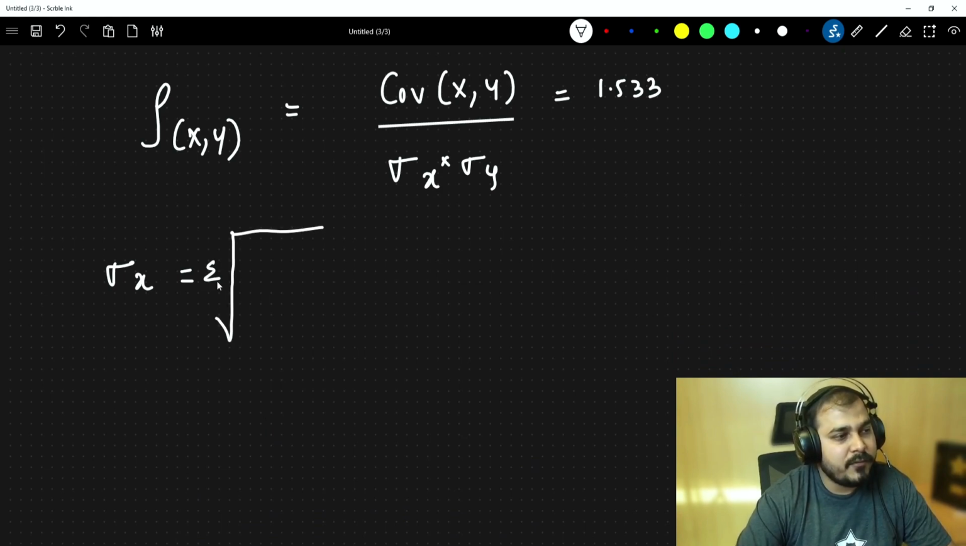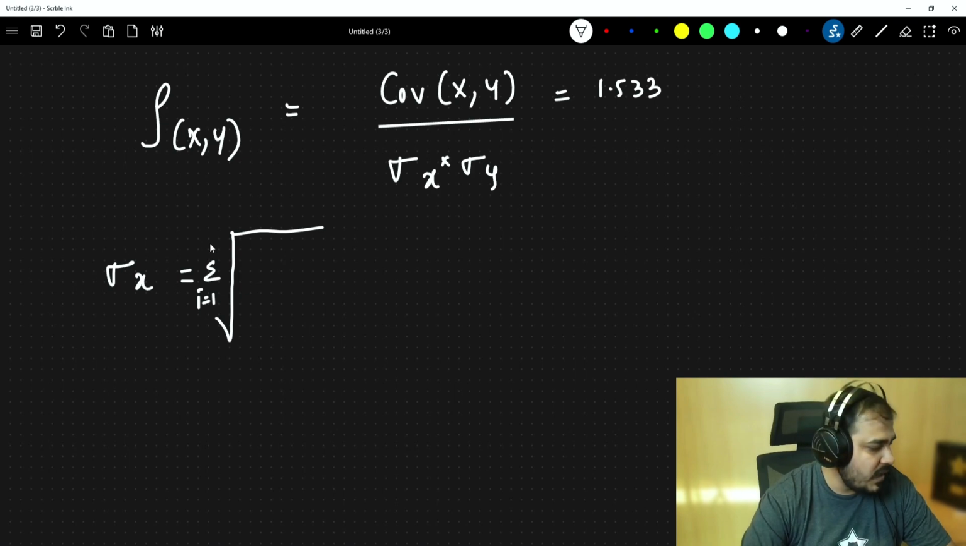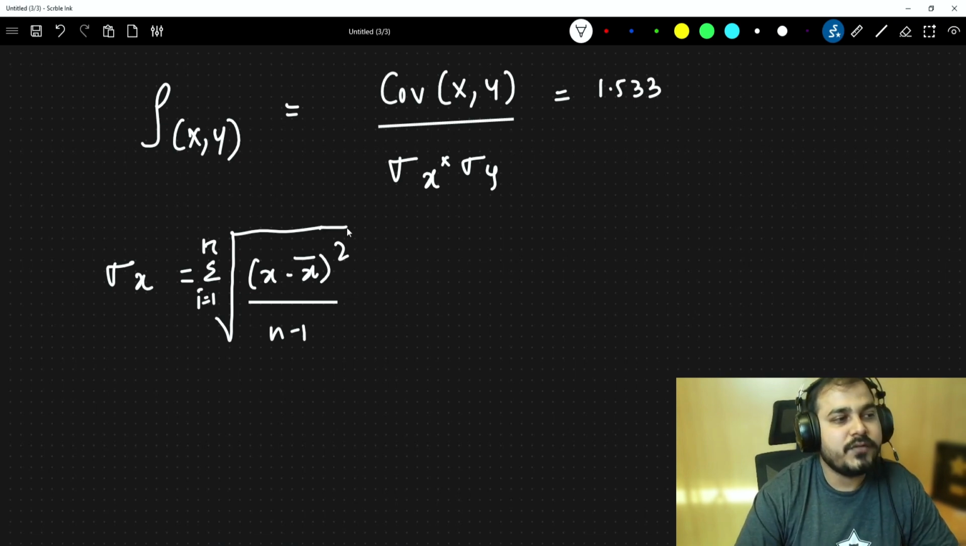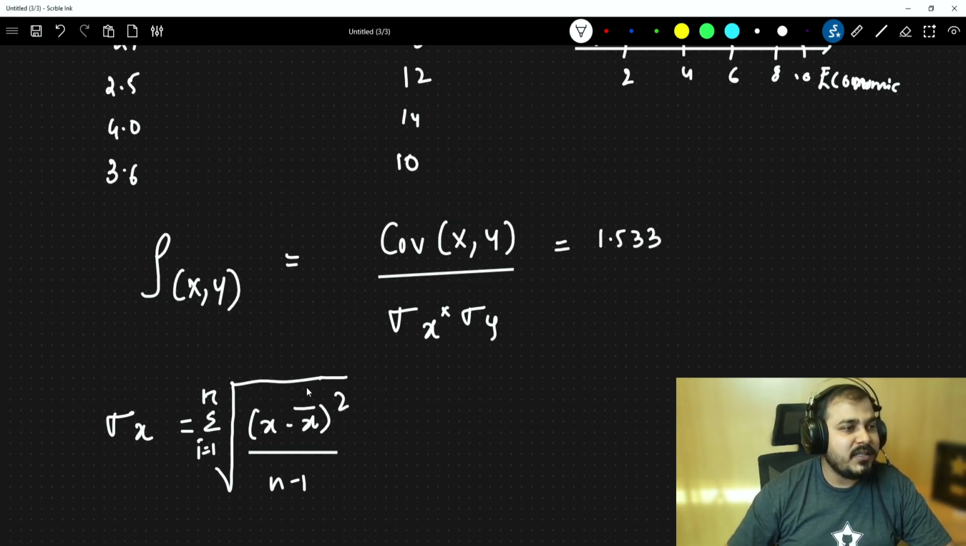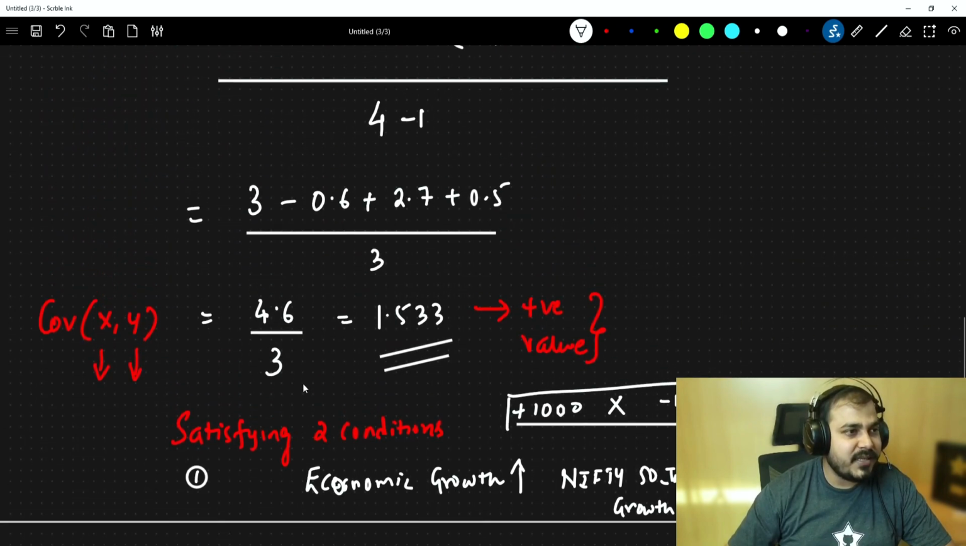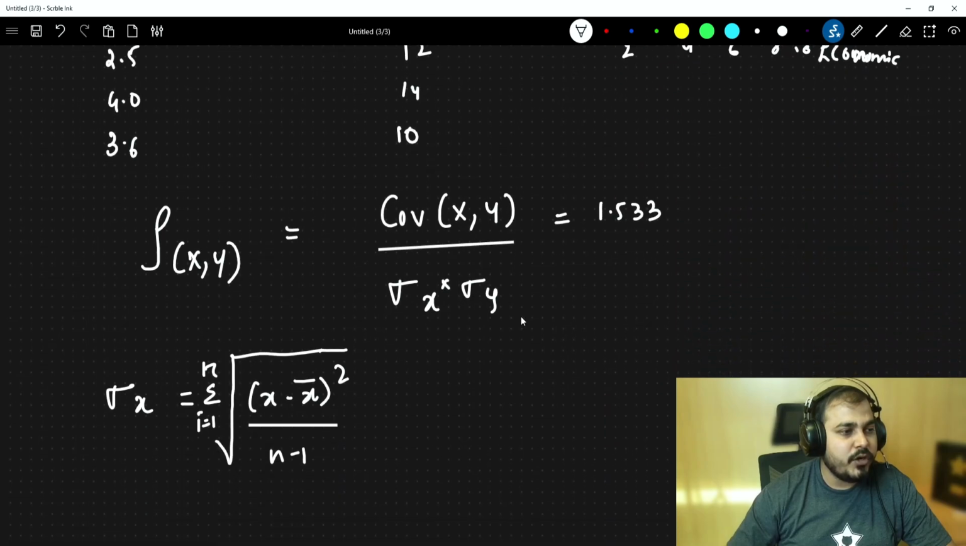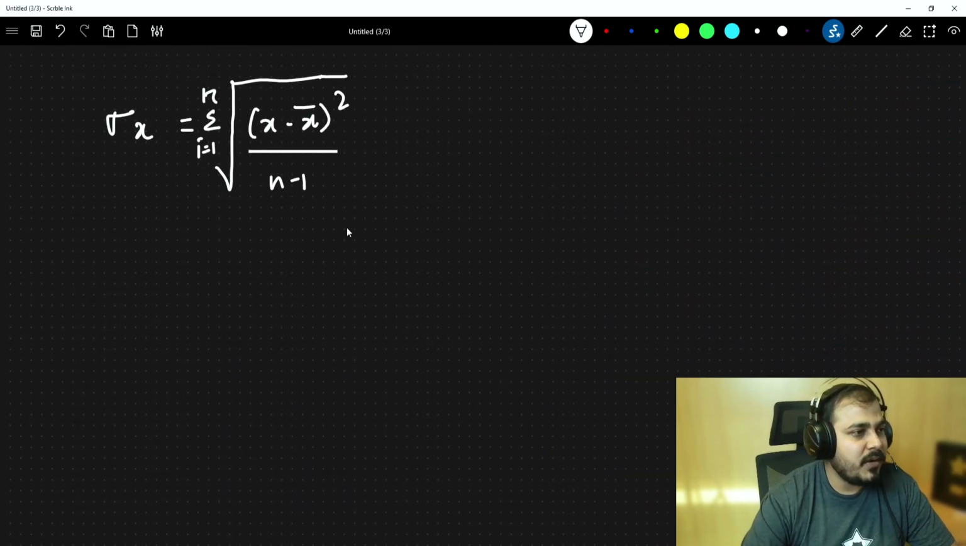Okay, so here I am going to take the summation of i equal to 1 to n of (x minus x bar) whole square divided by n minus 1. So this is the formula that we basically use for standard deviation. Now let's go and see x and x bar. I already have x and x bar written over here. We have done this kind of calculation, so I am just going to expand this. You can check out all those things that I have discussed.